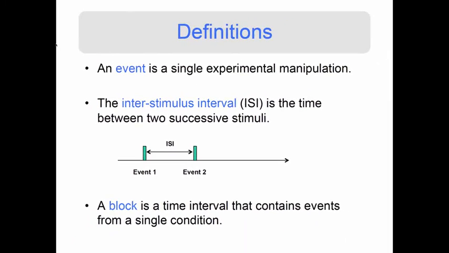Now, a block is a time interval that contains events from a single condition. So let's say that you're looking at pictures of famous faces versus pictures of non-famous faces. A block would be a series of images of famous faces that are shown one after the other.